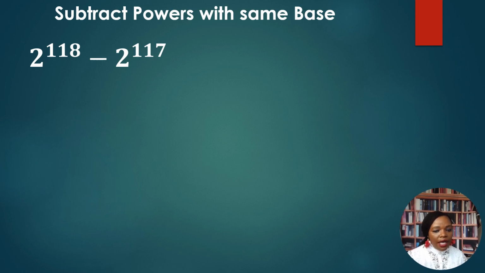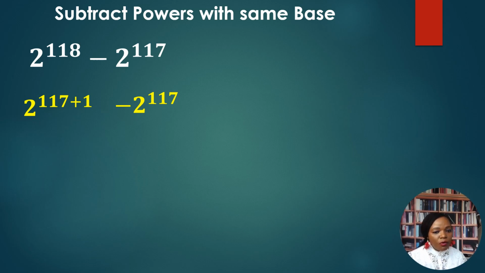When you're given a problem like this one, where you need to subtract powers with the same base, there is no exponent rule that can help us. However, what we are going to do here is break down the first term. So 2 to the power of 118 will become 2 to the power of 117 plus 1, minus 2 to the power of 117. So here we can rewrite the first term.